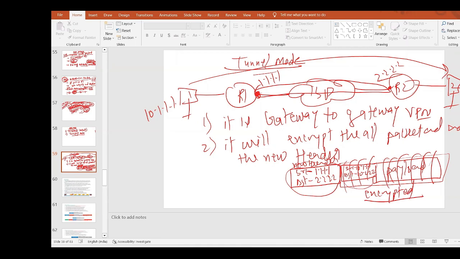So tunnel mode encrypts your payload and also the original source IP and destination IP, and adds a new header. What is the new header? This is the new header, right? The public IP of R1 and the public IP of the peer. So that's why this VPN is gateway to gateway.